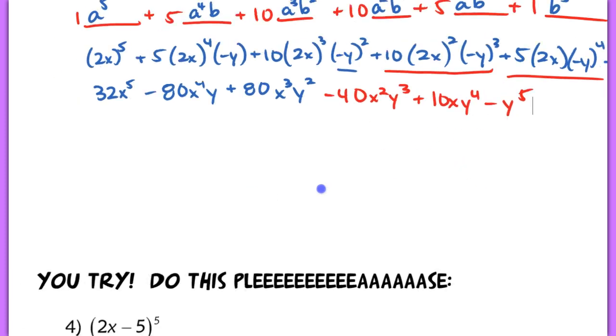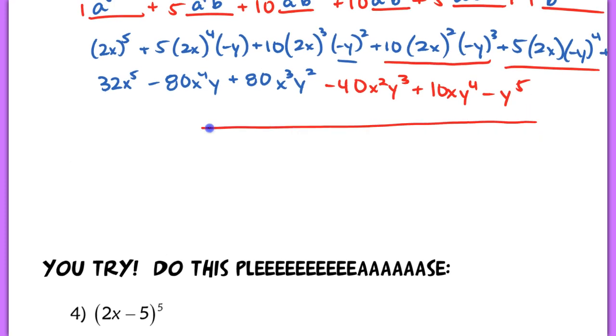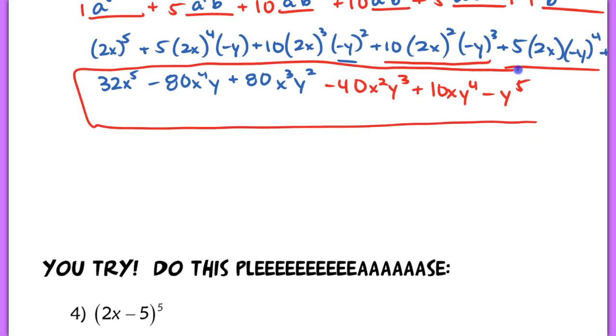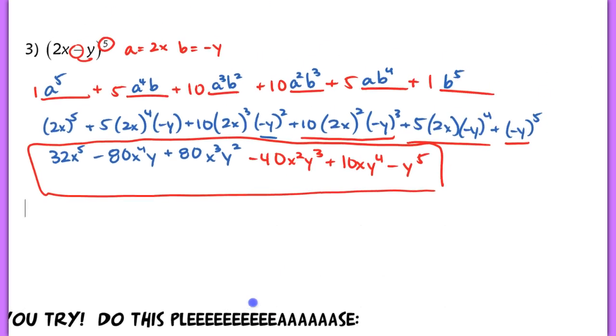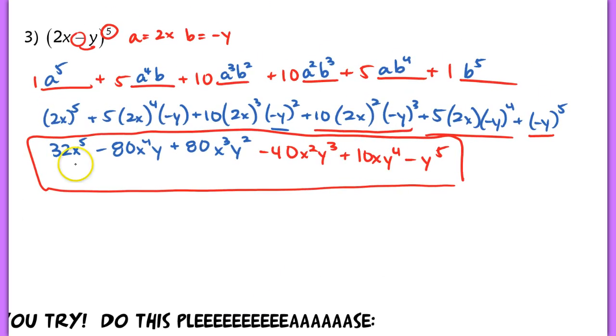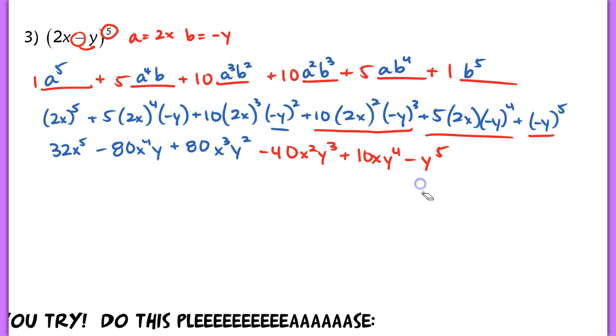So this should be a final product for the expansion of 2x minus y raised to the fifth power. Again, notice I have 1, 2, 3, 4, 5, 6 terms, and the sum of the exponents there add up to 5. Alright, that's the end of the lesson.